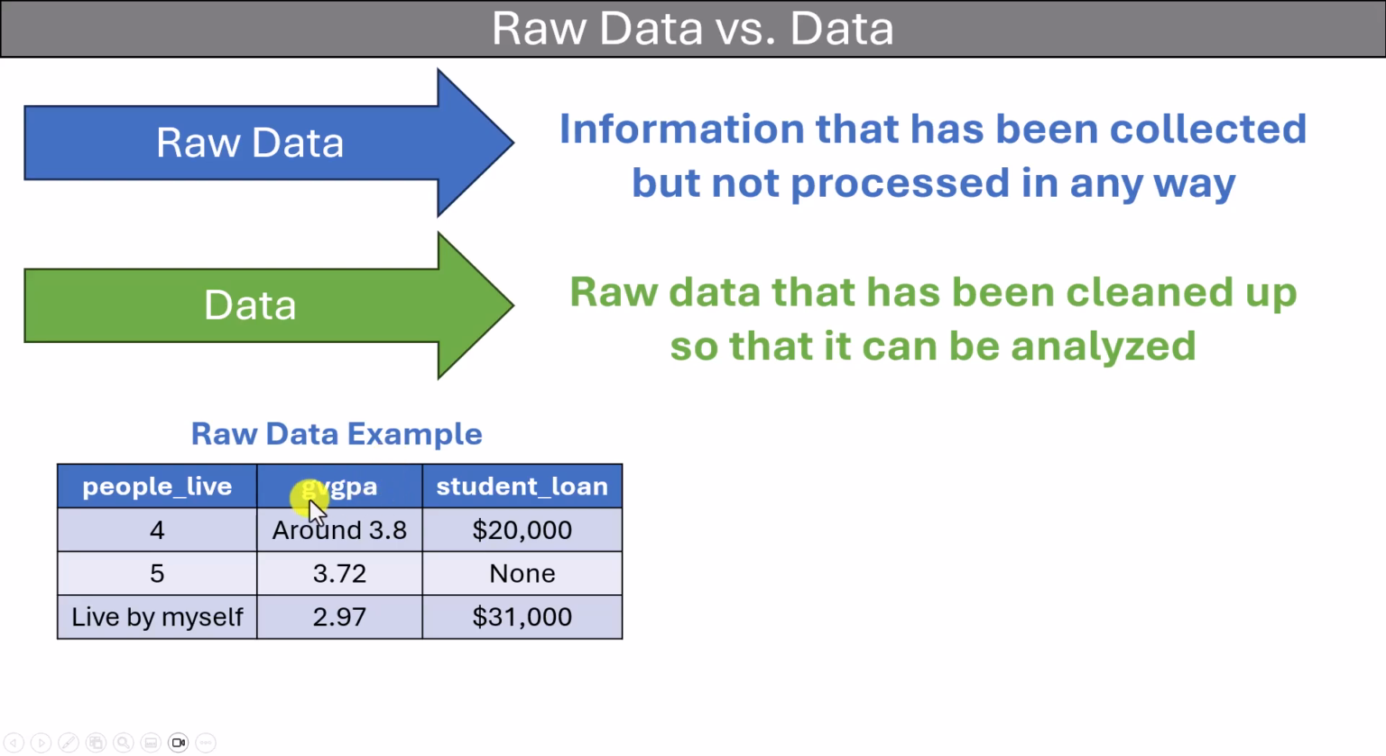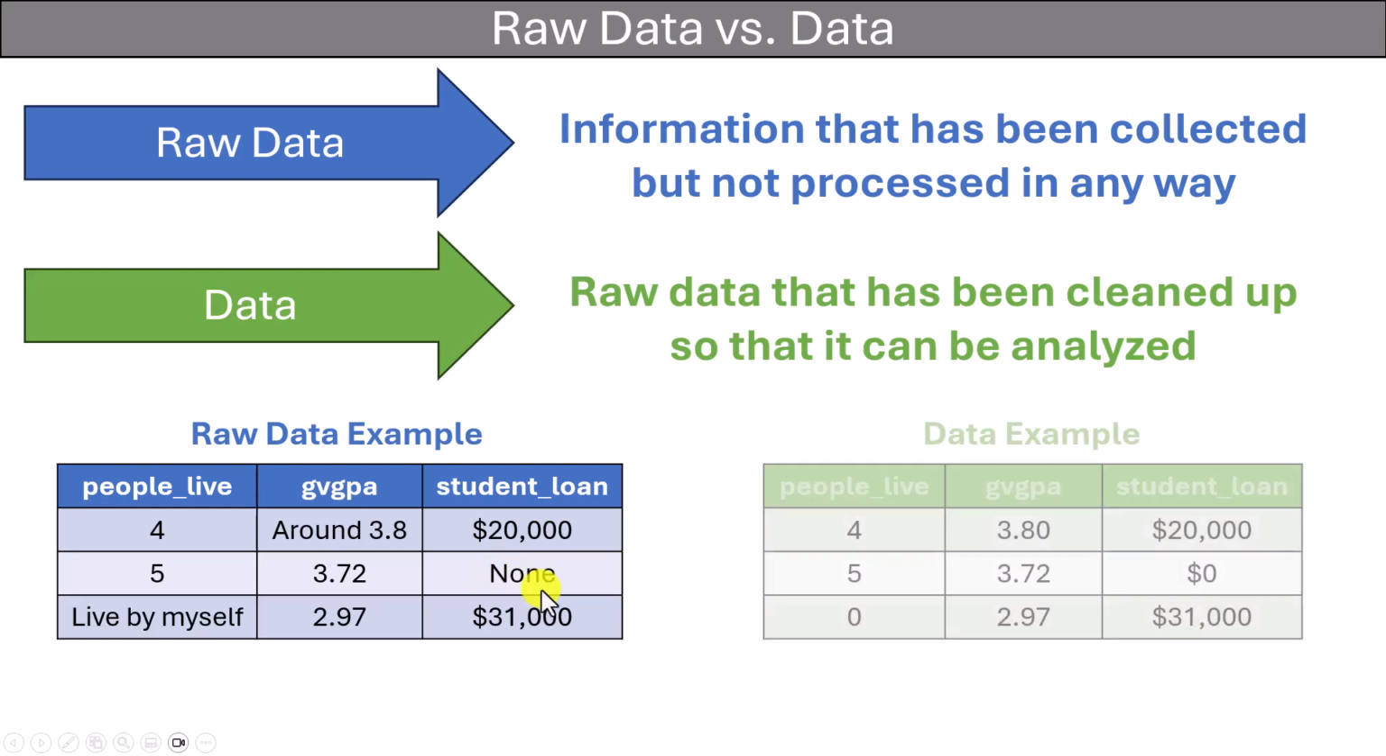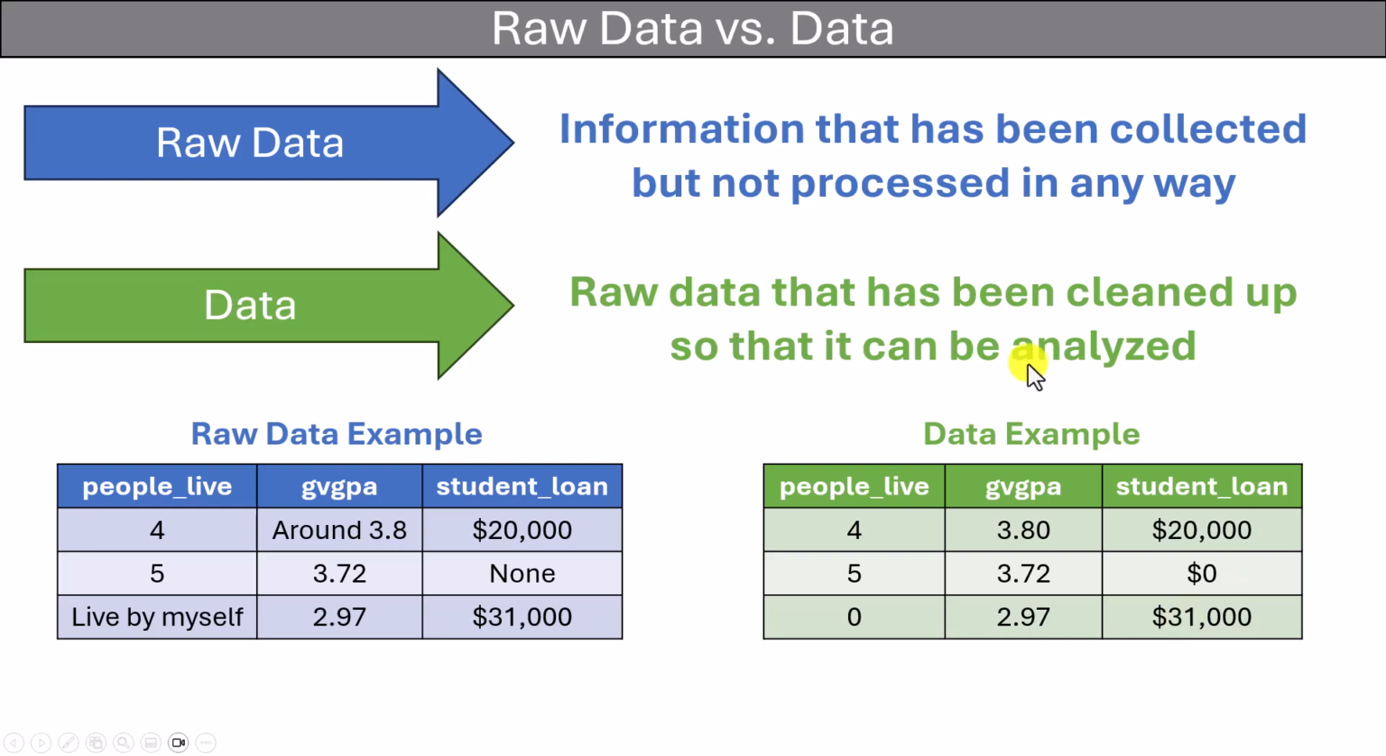We have the GVGPA, which would be the Grand Valley GPA, and someone just said "around 3.8." Well, we're probably going to want to change that to just 3.8. Or student loan. Someone just said, oh, I'm not going to have any student loans. They said "none." But maybe we need that to be a 0. So to clean up this data, we might make some of those changes, right?